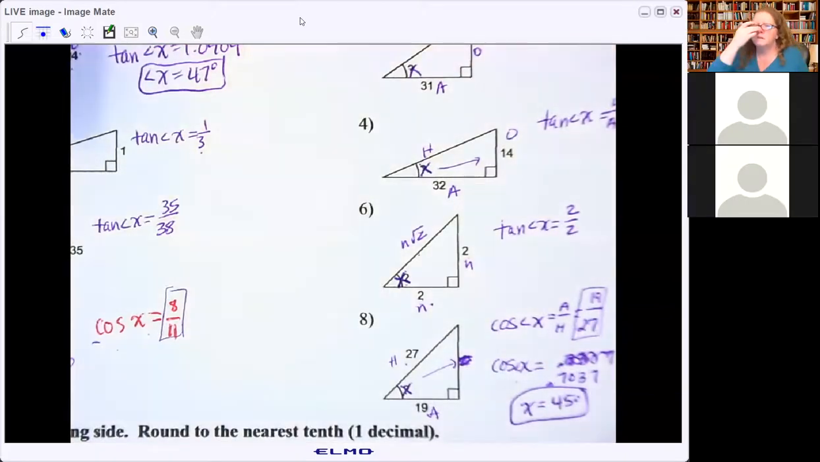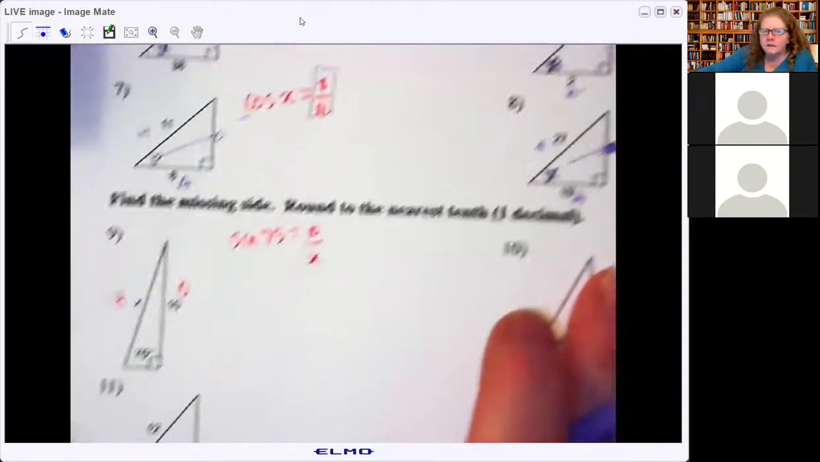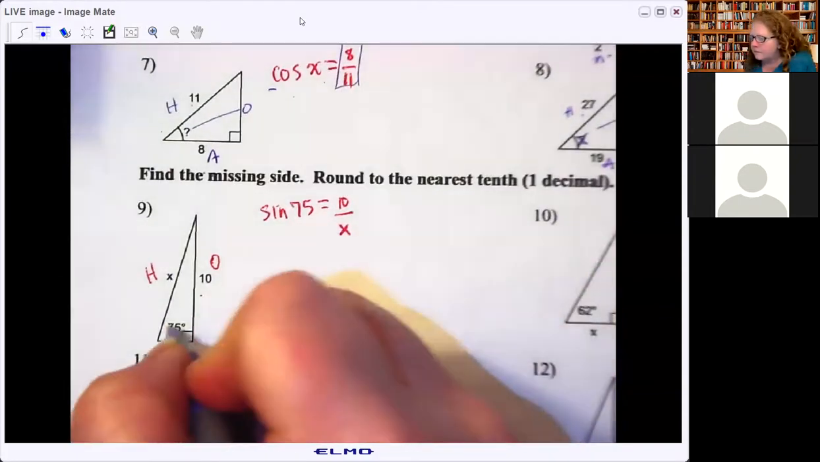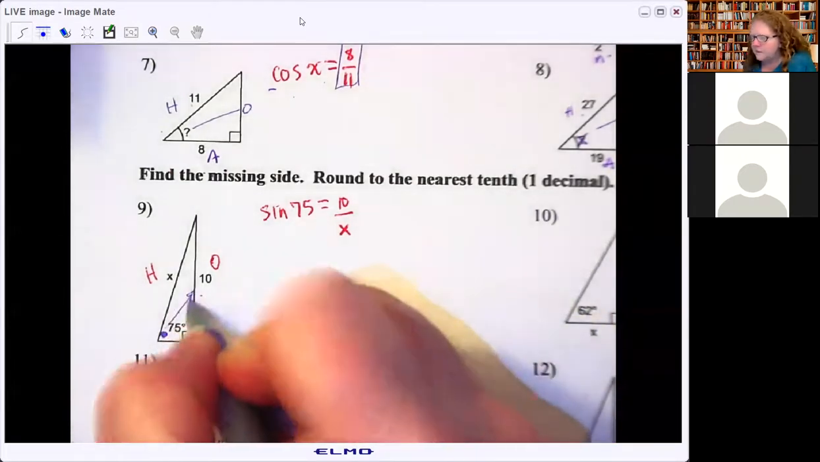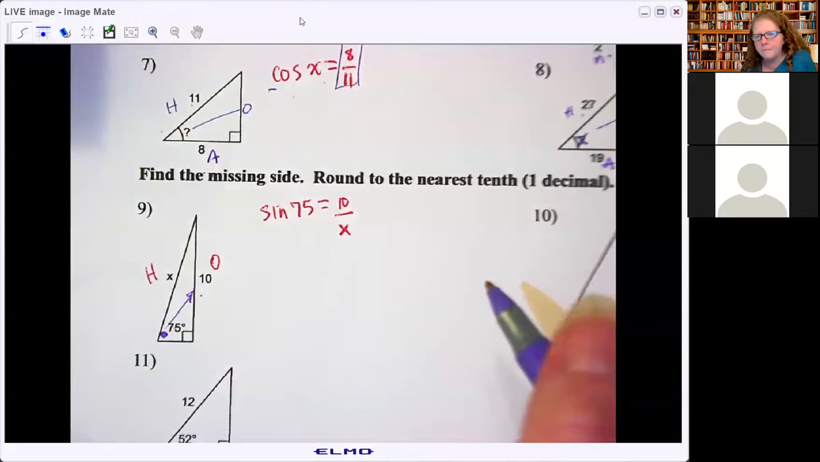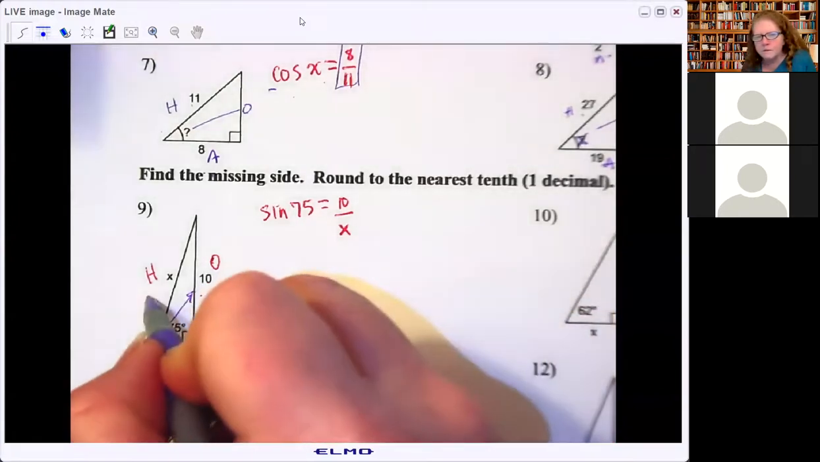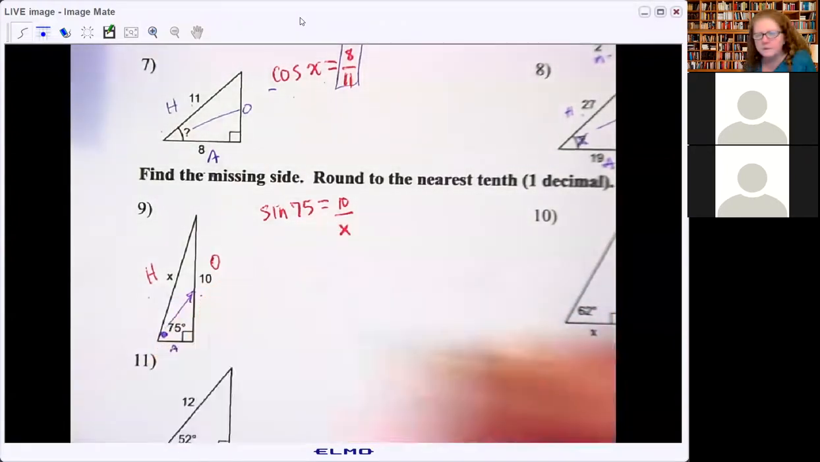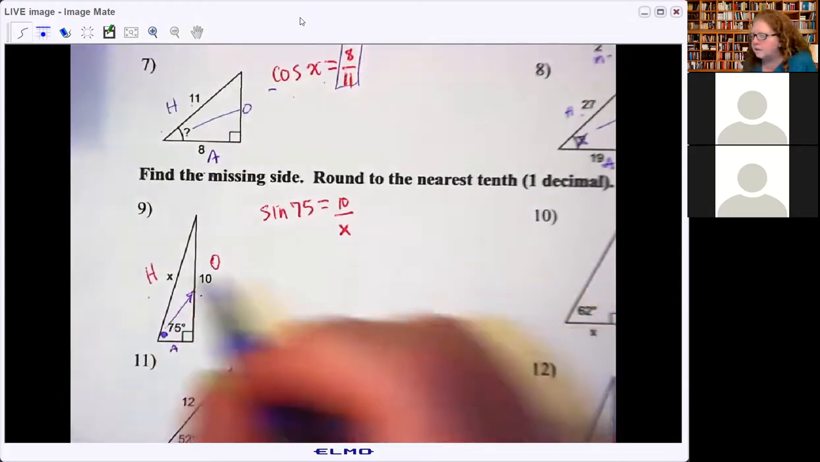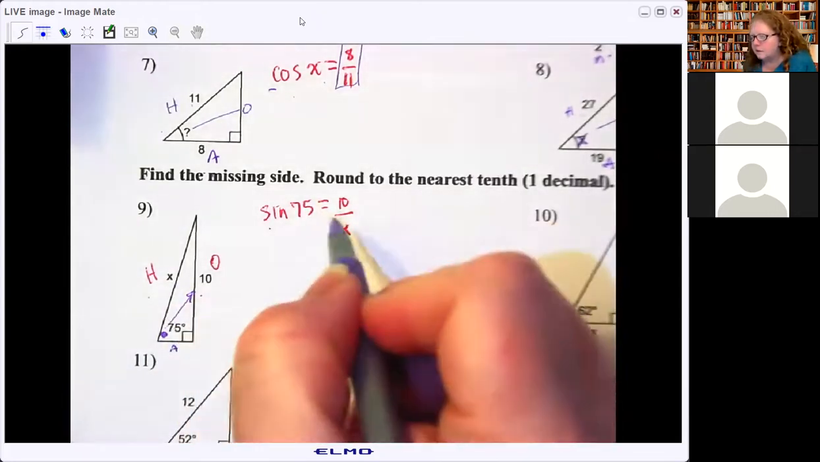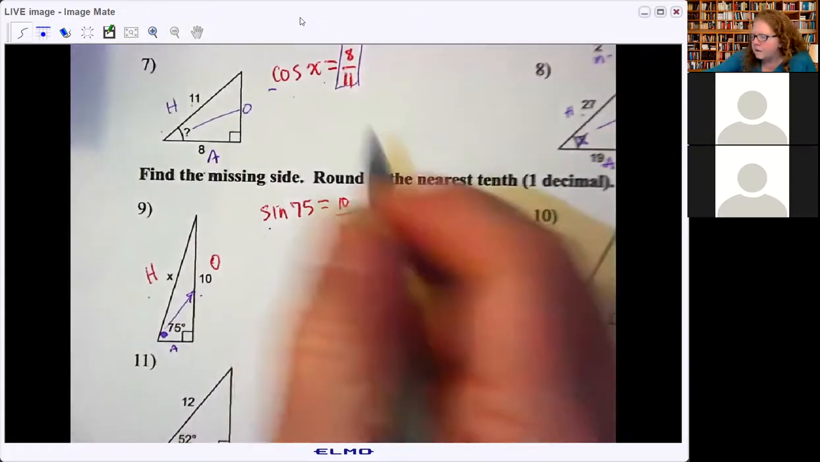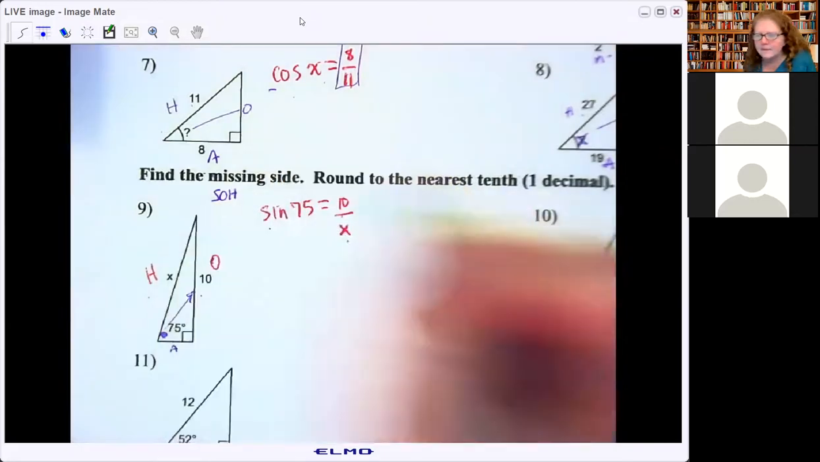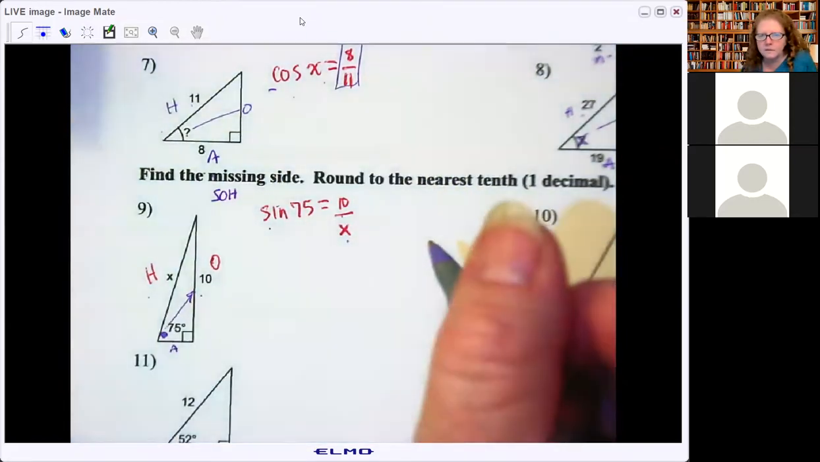Okay, so let's go on to the second part. Again, labeling our triangle. From this angle right here, that's 75. This is going to be my opposite. This would be my hypotenuse. And this would be my adjacent if it was there. So we know that sine is equal to opposite over hypotenuse. This is SOH.